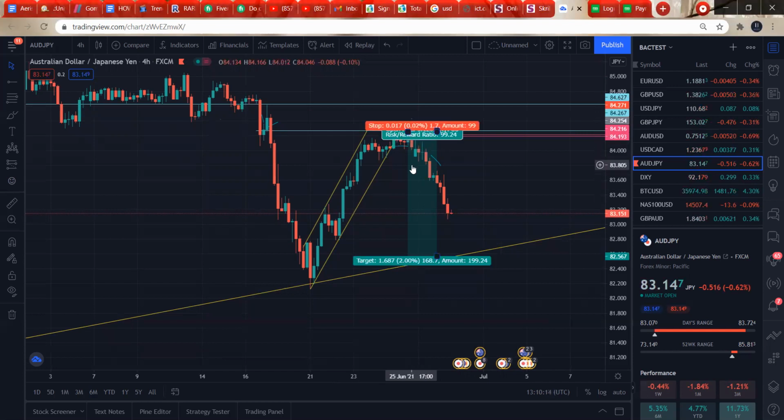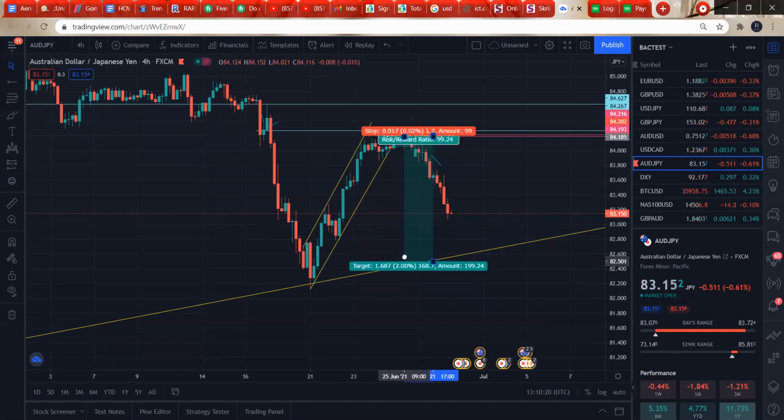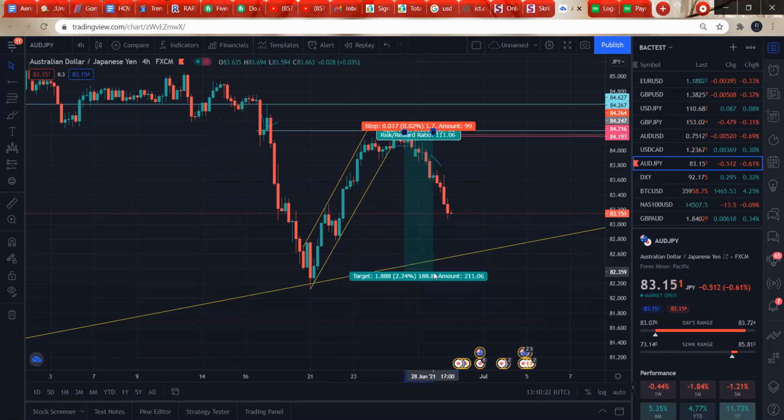But if this was your trade and you were having a stop loss of 2 pips, the take profit here will be 200 pips. Yeah, 210 pips, and then 2 pips. So you are going to enter with a lot size of 1.